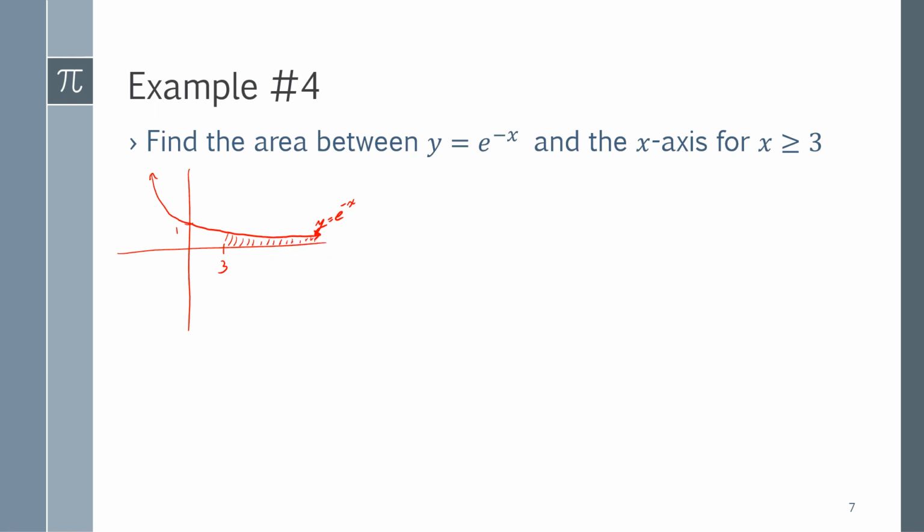Since it's above the x-axis, I can do this using an integral. So from 3, they don't tell me to ever stop, so I'm going to infinity of e to the negative x with respect to x is what I want to find. Well, I can't evaluate that with an infinite bound, so I'm going to replace the infinity with a variable so I can actually evaluate my integral. Then I evaluate my integral and just hold on to my limit.